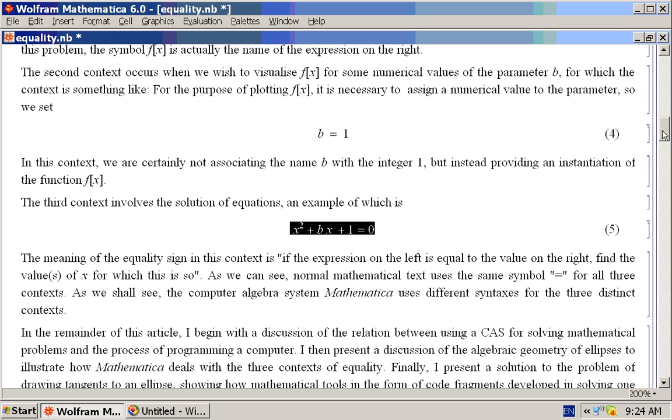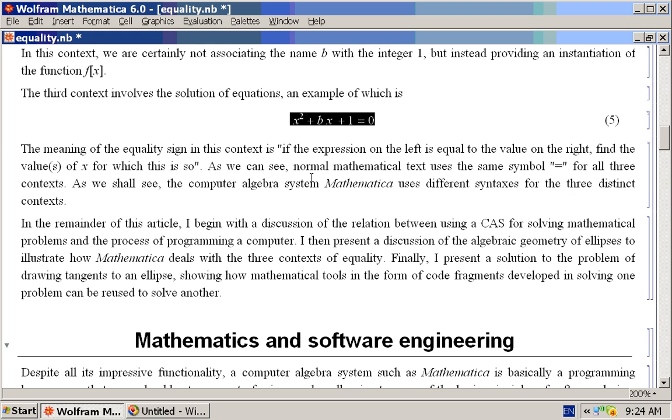So in the remainder of this article, I begin with a discussion of the relation between using a computer algebra system for solving mathematical problems and the process of programming a computer. I then present a discussion of the algebraic geometry of ellipses to illustrate how Mathematica deals with these three contexts of equality. And finally, I present a solution to the problem of drawing tangents to the ellipse, showing how mathematical tools in the form of code fragments developed in solving one problem can be reused to solve another. So let's pause here.